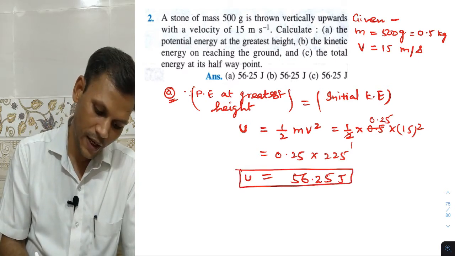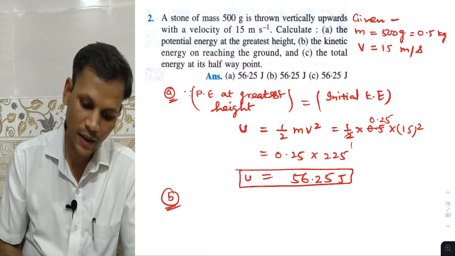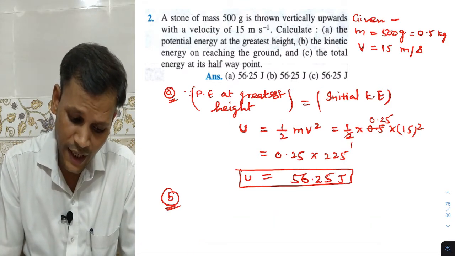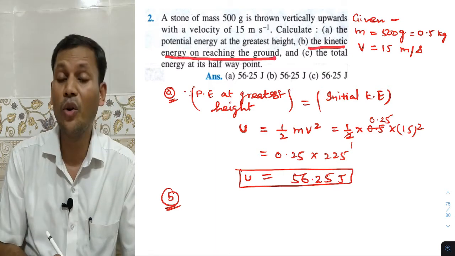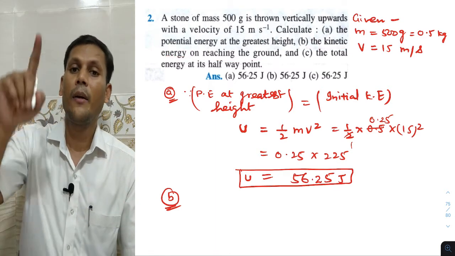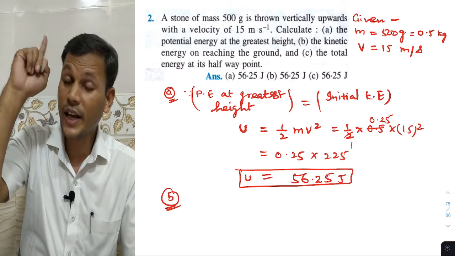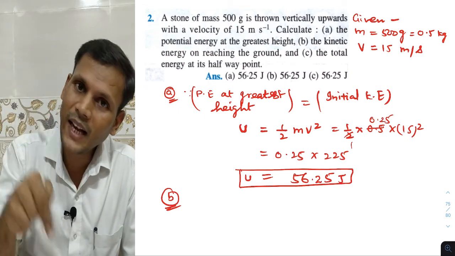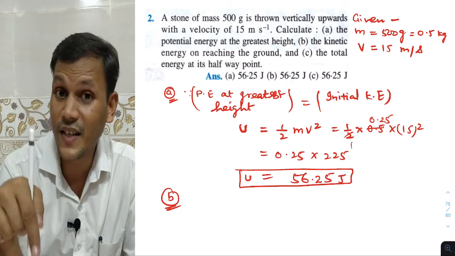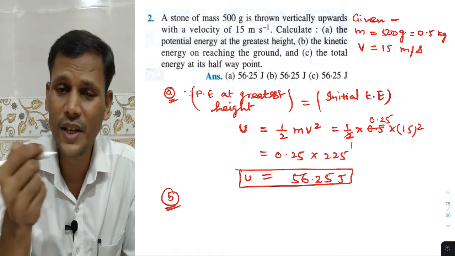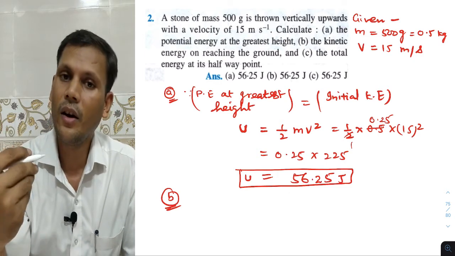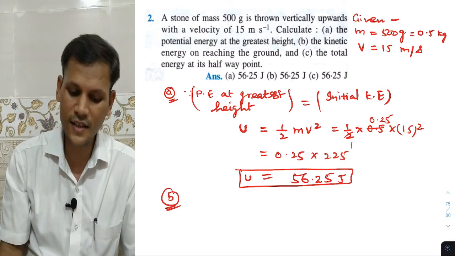Now it's the B part. We will read the question. B part is the kinetic energy on reaching the ground. So again we can say that the potential energy at maximum height will turn to the maximum kinetic energy when it touches the ground. So directly we can say, according to the law of conservation of energy, we can write the same answer.